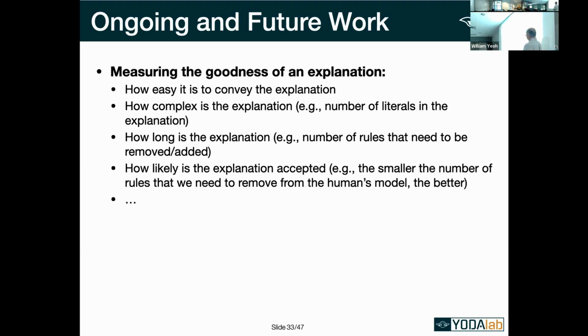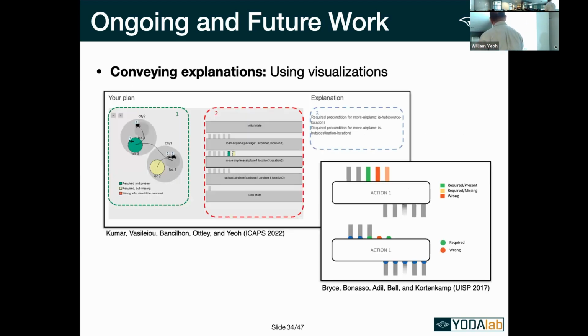So short answer is lots of different ways. I do not know what is the right way, and most likely we'll need to collaborate with ethicists and so on to figure that out too, figure out what's a good measure to optimize. And then once we find an explanation, how do you convey that?